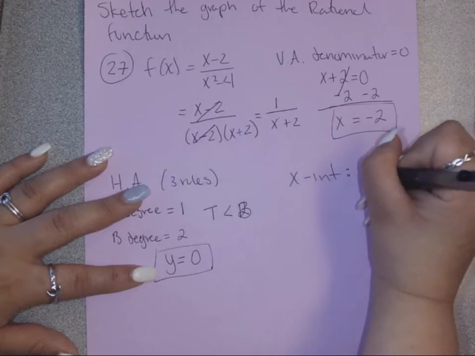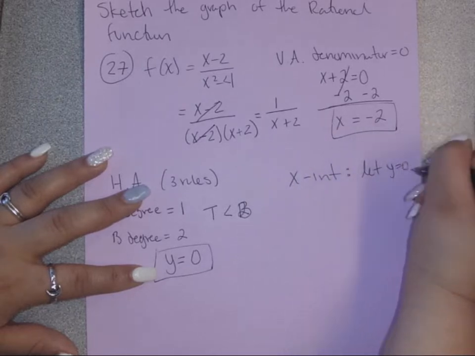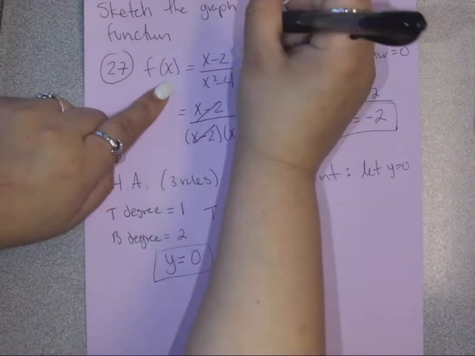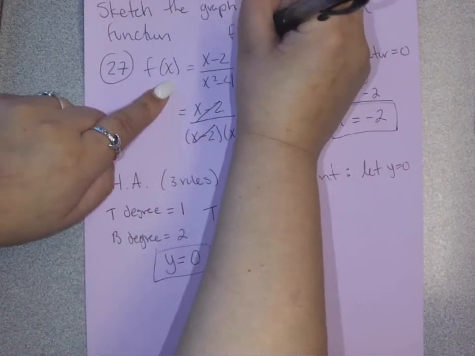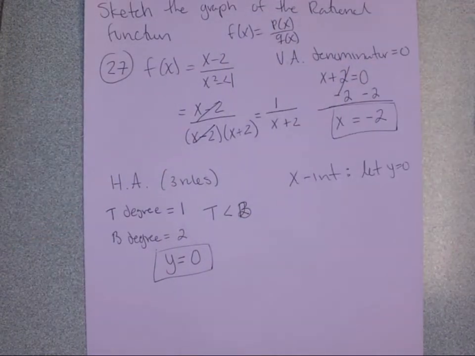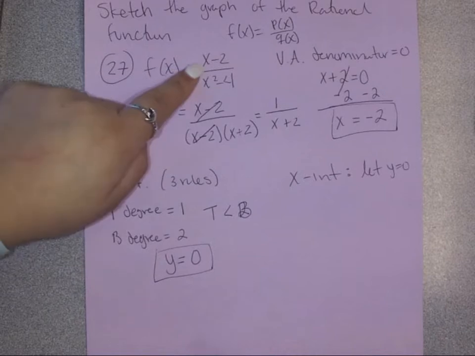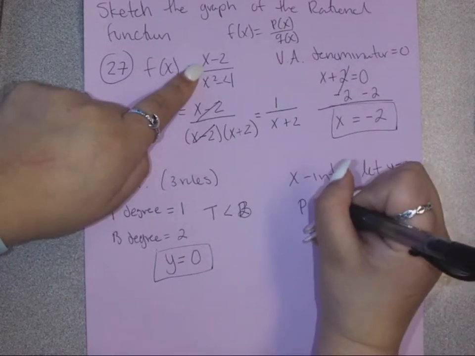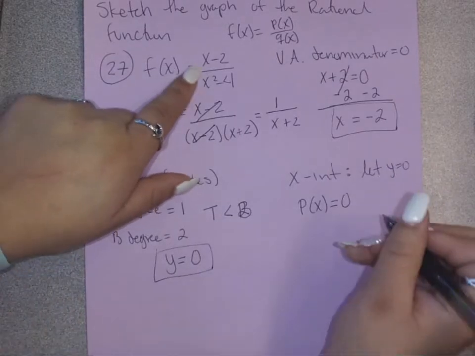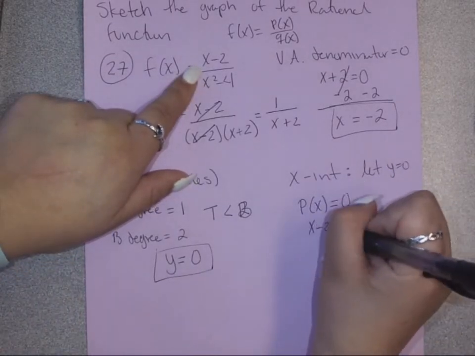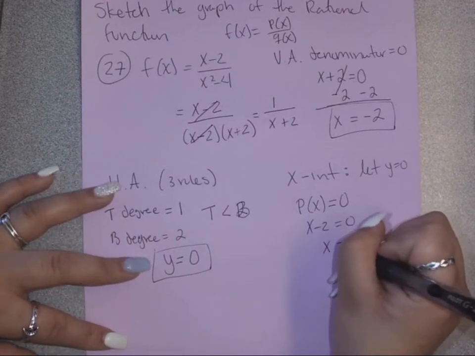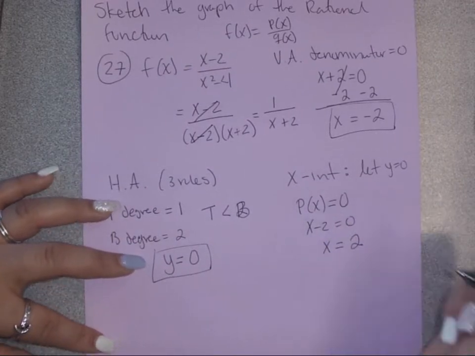So to find your x-intercept, we know our y is 0. In this case, we're dealing with a rational function of f of x equals p of x over q of x. So the trick for finding your x-intercept is you only worry about the top part. So we only worry about p of x, and we set p of x equal to 0. So our p of x, in this case, the top, is x minus 2. We set it equal to 0. So we're going to have an x-intercept at the value of x equals 2.